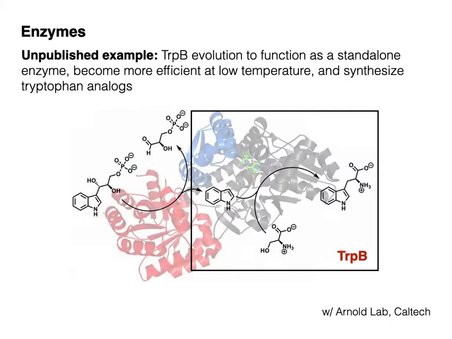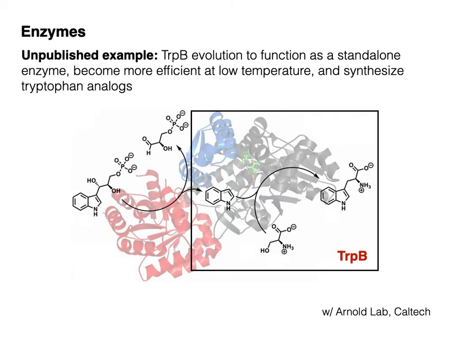Let me now show you another application of OrthoRep, this one aimed at making useful enzymes. In this project, which we are doing in collaboration with Frances Arnold's group, we are interested in evolving an enzyme called TrpB involved in tryptophan biosynthesis. Normally, TrpB functions only in the presence of its partner, TrpA, shown here in red. TrpA produces indole, which TrpB takes and couples to serine to generate tryptophan.